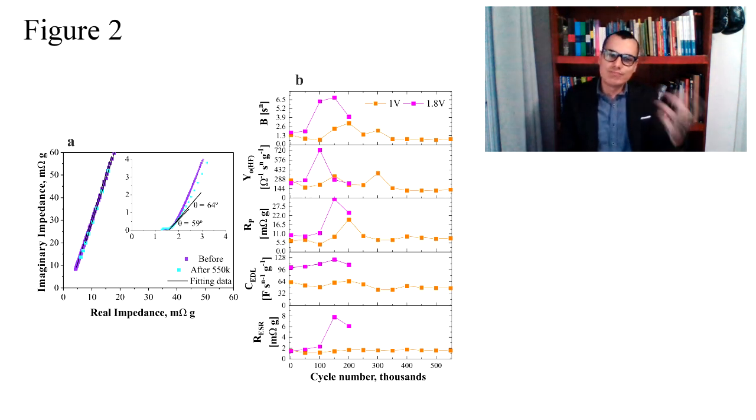To further elucidate the frequency responses, to better see the frequency responses, figure 2b exhibits the values of the parameters intrinsic to the Debye model obtained from the fitting simulation procedure using the CNLS method, to present data as a function of the number of cycles.